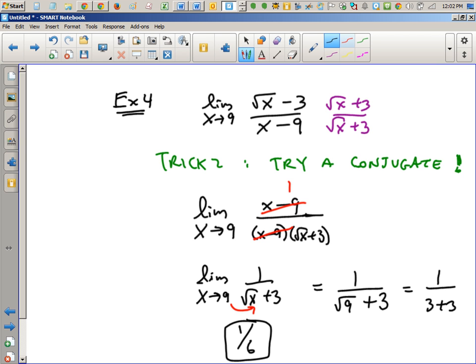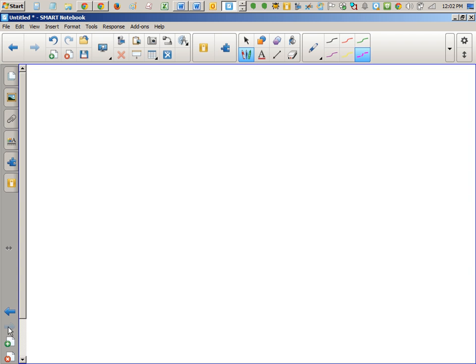Now, looking at this problem, do you think you ever could have guessed that answer? I don't think you would have ever guessed that the answer is 1/6. That's why you need techniques. So you need to know the techniques. What's trick number 1? Try factoring. What's trick number 2? Try conjugate. Okay? Let's look at the next problem.